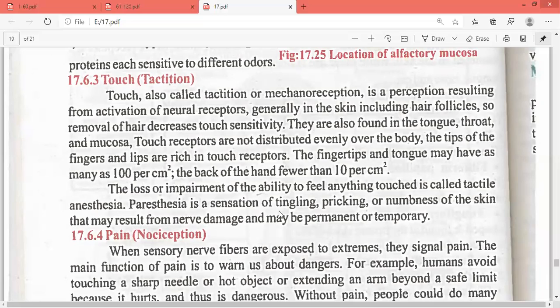Paresthesia is the sensation of tingling, prickling or numbness of the skin that may result from nerve damage and may be temporary or permanent.